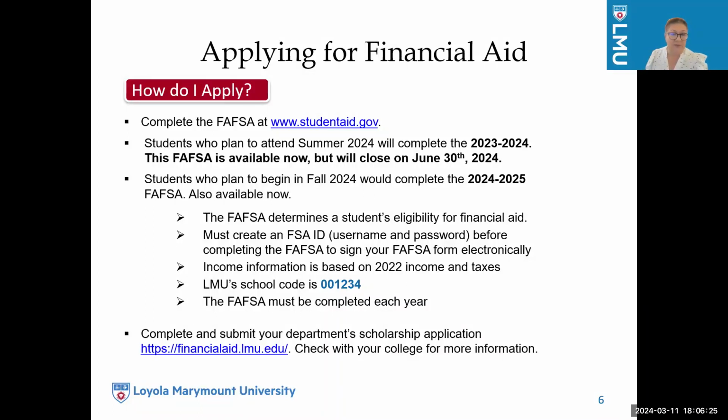You also want to complete your department scholarship application for those students that are coming in this summer. The application is out there now on our website, financialaid.lmu.edu. And you want to go to the scholarship section, and you'll find your scholarship application for your college in that area. You want to make sure that you complete that so that you can submit it directly to your college so they can review it and determine if you're eligible for any institutional aid.